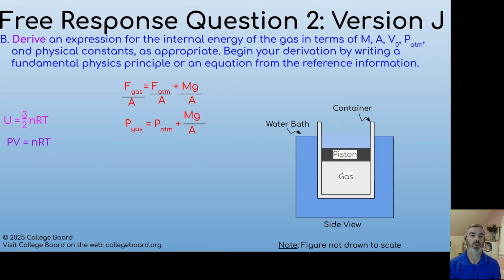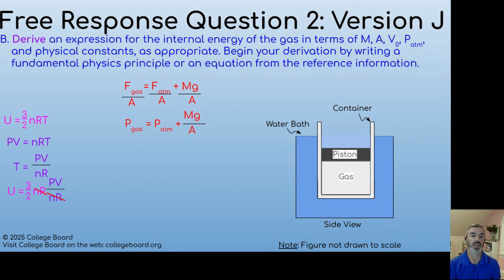Now, remember, the problem in the internal energy equation is we have a temperature, and we can't use temperature, so we're going to solve PV equals nRT for temperature. So we get T is equal to PV divided by nR. Now we can substitute that in for temperature in our internal energy equation. So U is equal to 3/2 nR times PV over nR.